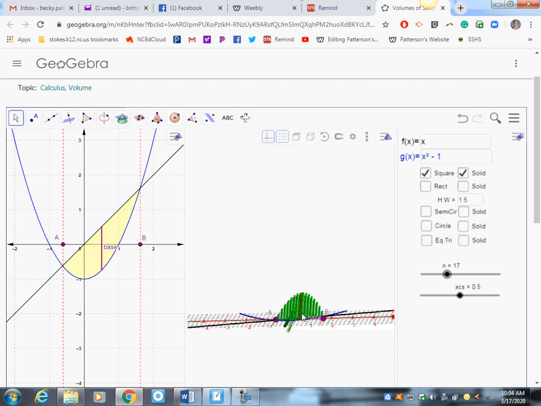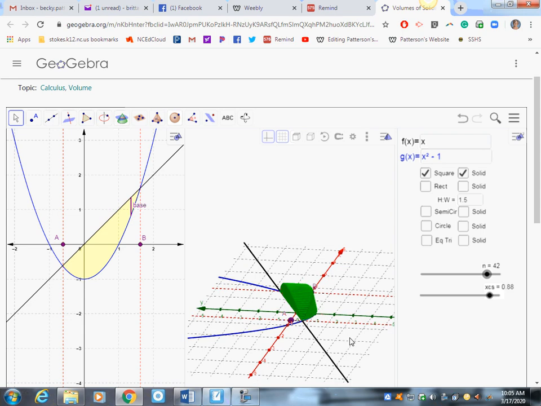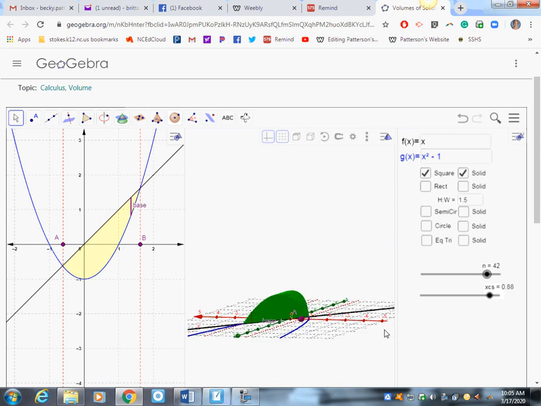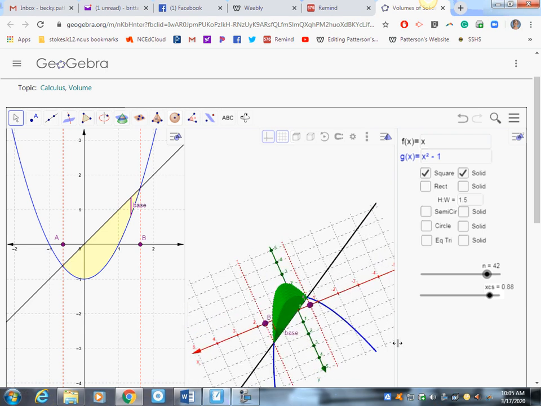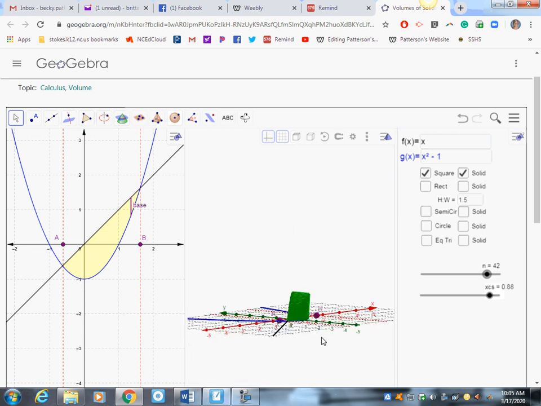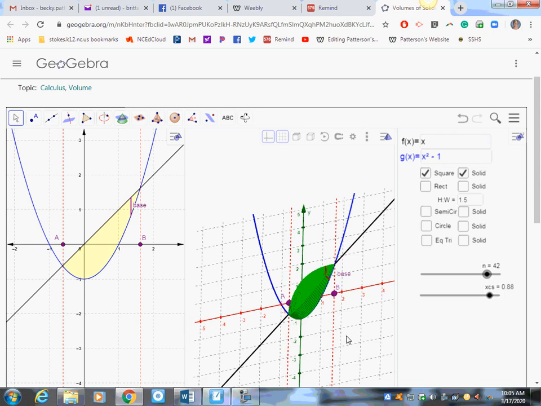And again, this is a square, so length and width are exactly the same. As it comes over here, it's getting shorter because the base is less wide. All right, and then let's go to 42 squares. So now I have 42 squares in here. No, it's not a solid figure, but those squares are shoved in there. Now, let's see if I can go back.